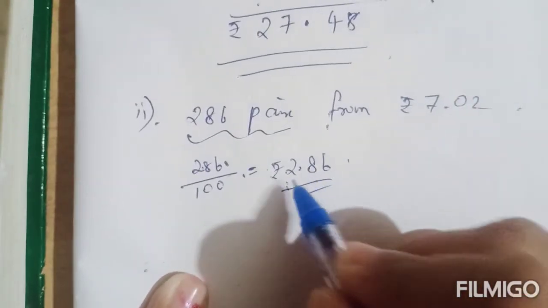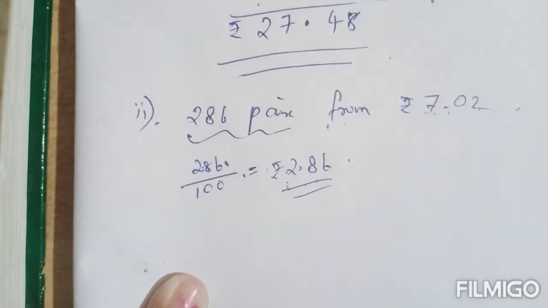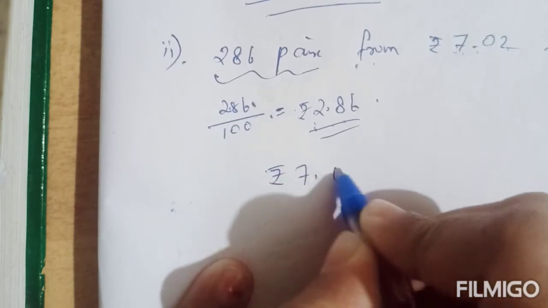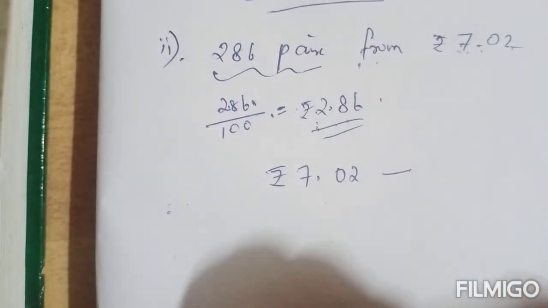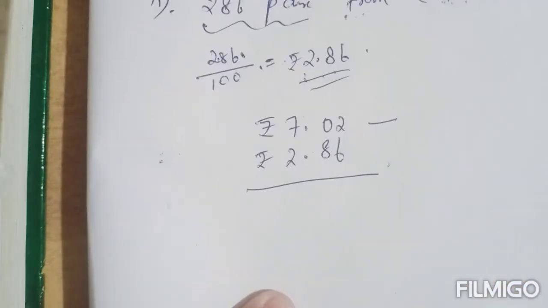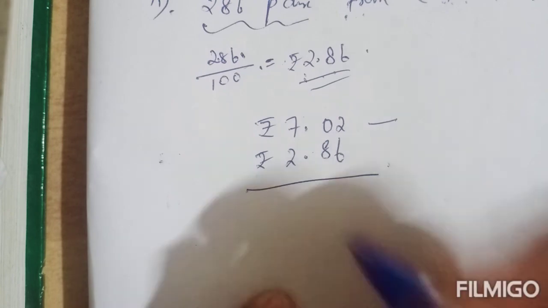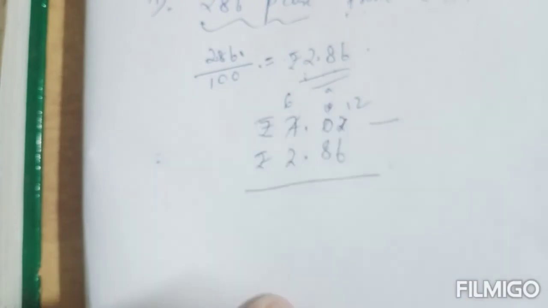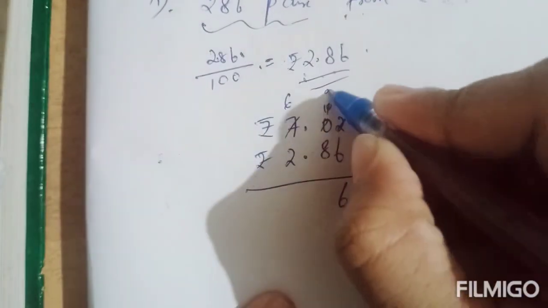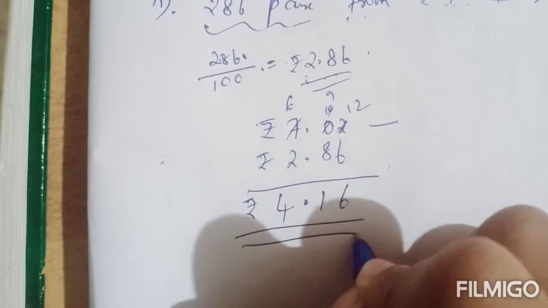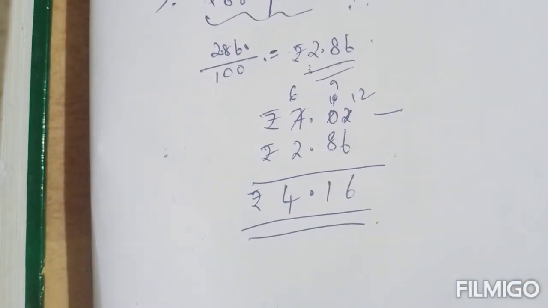Okay. So this you have to subtract from rupees 7.02. From 7.02 you have to subtract 2.86. 7.02 minus 2.86. So here 12, here 10, then 9, here 6. 6, here 1, decimal point, 4. You will get rupees 4.16. Okay. Do the third one as homework.